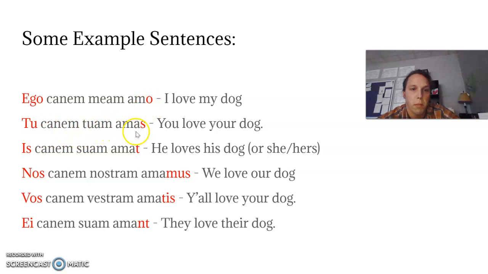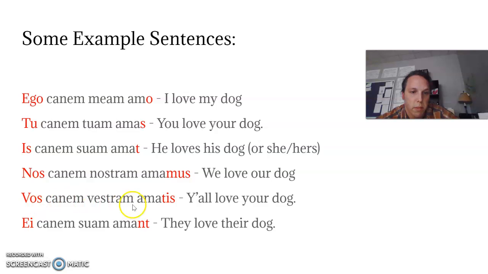Tu canem tuam amas, you love your dog. Since the subject is tu, the verb will end with S. Is, and is just means he. Is canem suam amat, he loves his dog. Nos canem nostram amamus. Nos means we, so the verb will end with mus. They have to agree with each other. We call that subject-verb agreement. Nos canem nostram amamus, we love our dog.